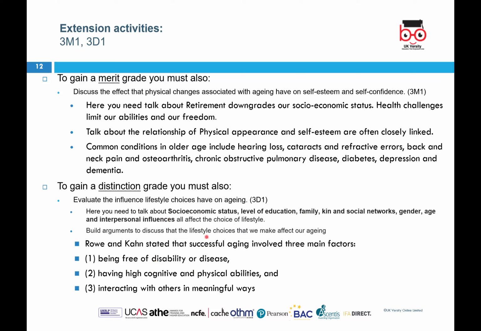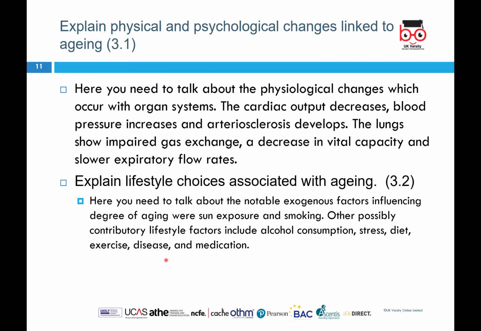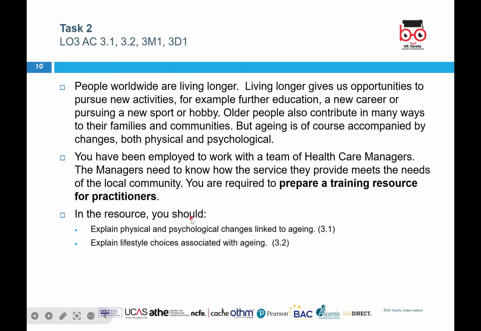where you show how all the lifestyle choices that we make impact our aging. You can use three main factors that they discussed. You can talk about being free of disability or disease, having high cognitive and physical abilities, and interacting with others in meaningful ways. These are statements that you can use and talk about. Is that clear? So your main task is to prepare a resource. It's a training resource that you would produce.